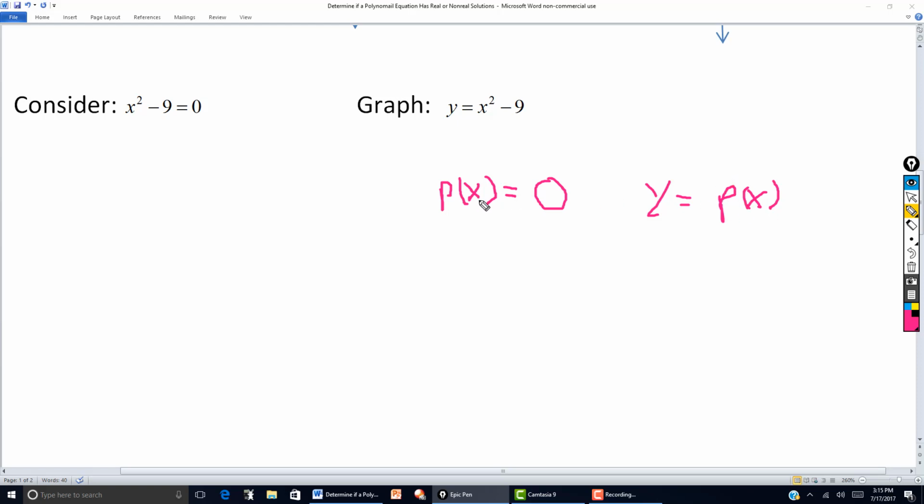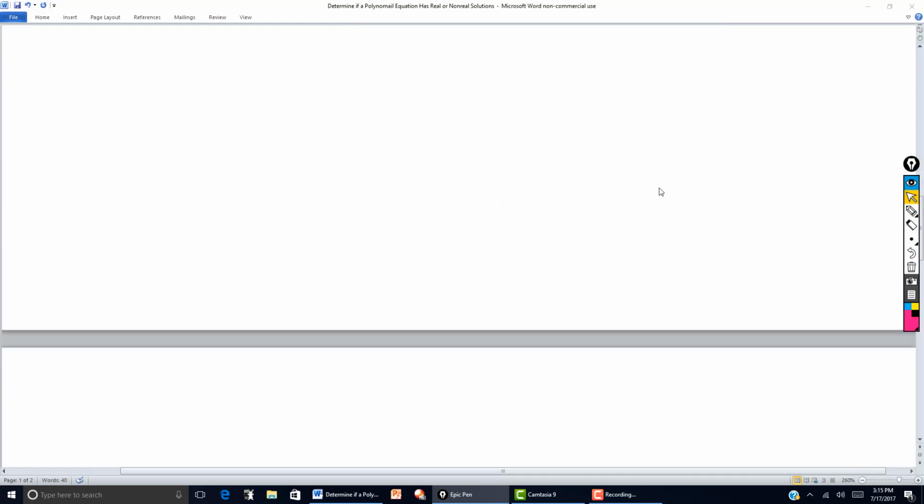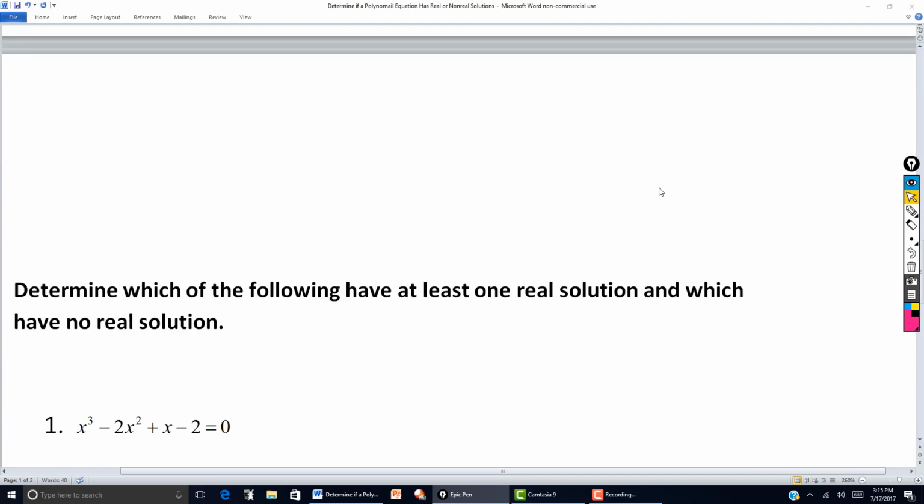So those are some ideas that hopefully you're already familiar with. Let's get down to what the video is really about. It says determine which of the following have at least one solution. This is the main thing for the video: determine whether it has at least one real solution. But in some cases, we can also tell whether it has no real solution. So here's what we'll do.